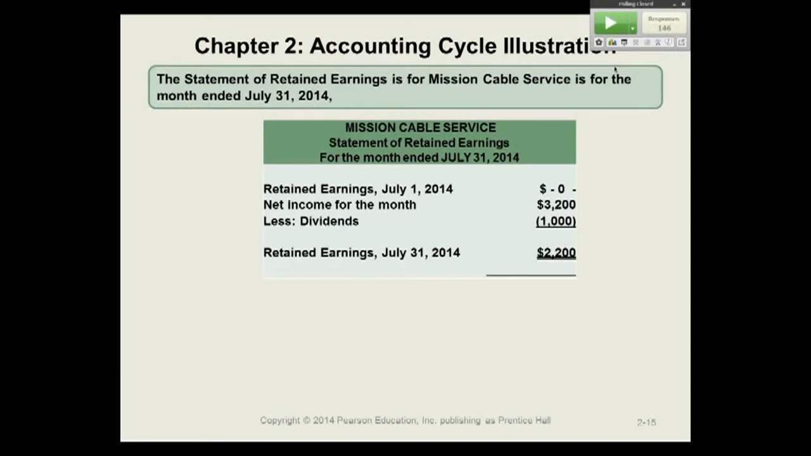That would now be retained earnings, and that would be 62, as of August 31st, 2014. And that would be your September 1st balance now, as it goes to the next month. Okay, so they just keep building month after month. Good question. All right, any other questions?